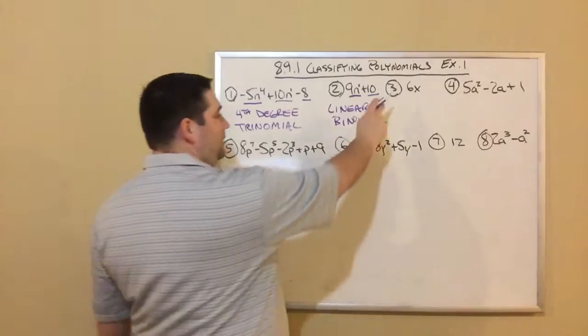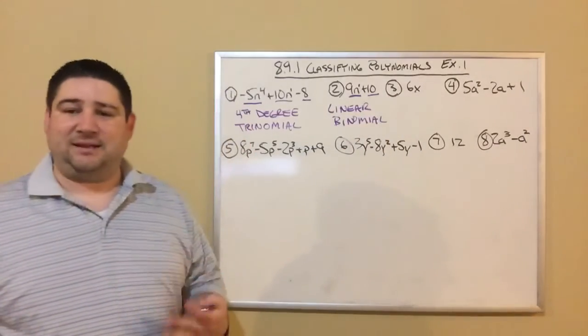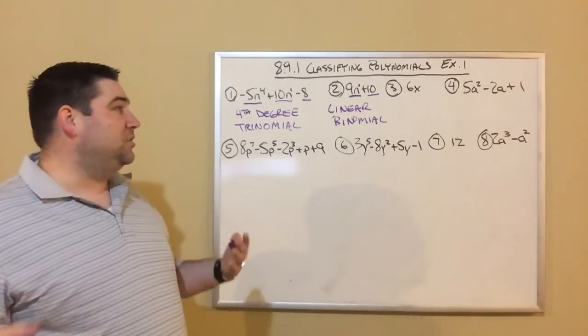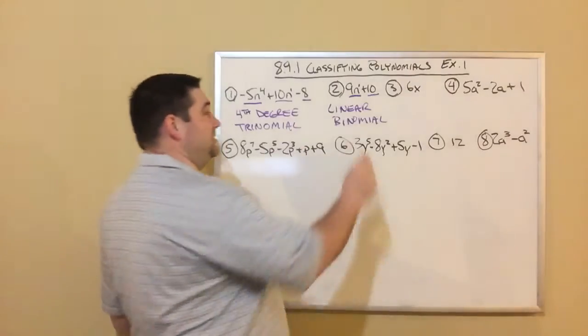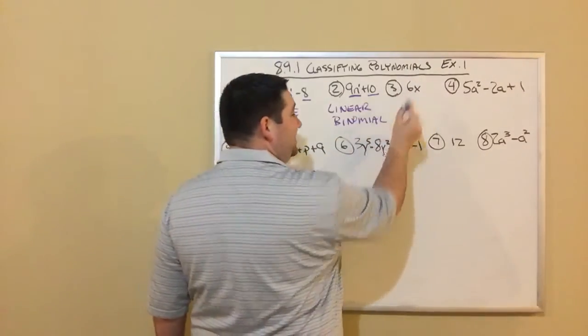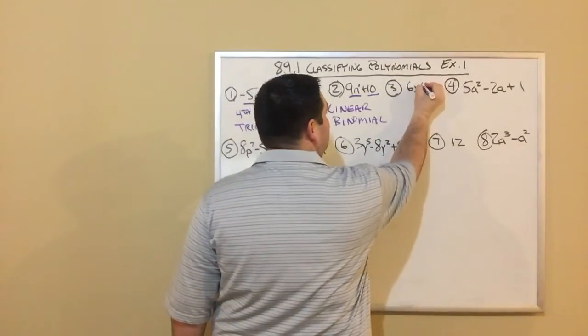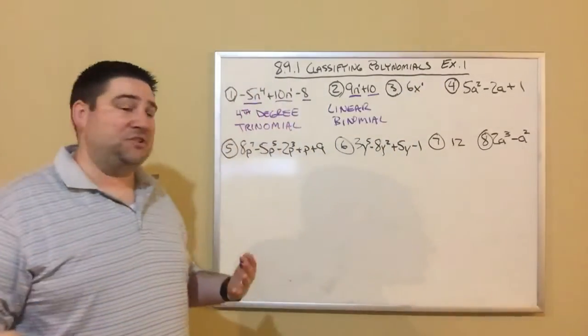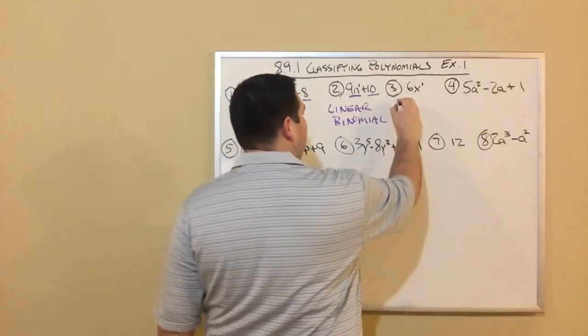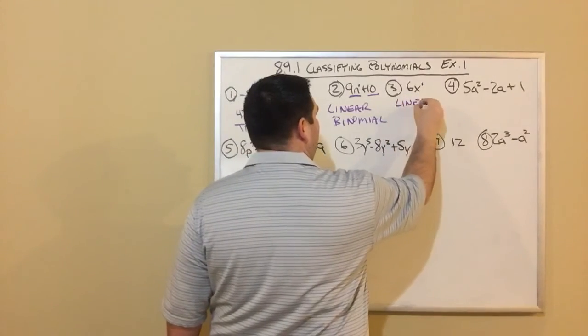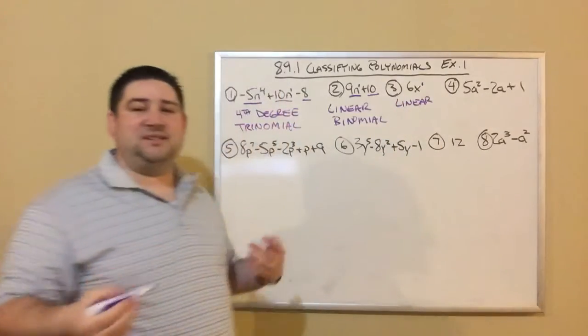Let's look at number 3. Number 3, 6x. So I'm going to start with the degree. I look at my variable, similar to number 2, my variable has an x, but there's no exponent. Whenever there isn't an exponent, you can assume a 1. So this is going to be first degree, and if you look at the chart, first degree is linear. But how many terms does this have?